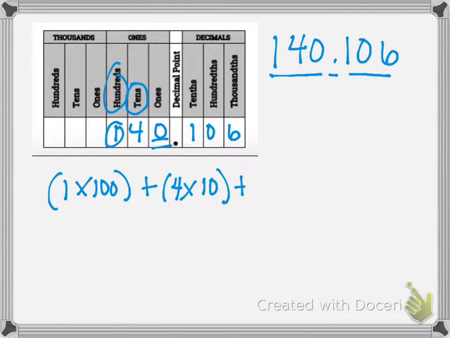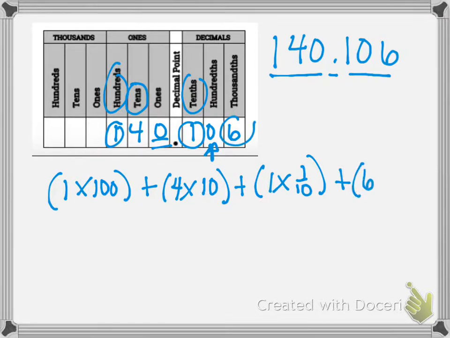We can skip the 0, so we're going to go to the 1. 1 times, it's in the tenths place. We can skip the hundredths place because it's a 0. We go to the 6. 6 times, it's in the thousandths place. And there we go.